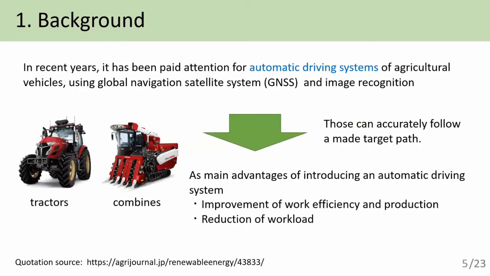Next, in recent years, automatic driving systems for agricultural vehicles, for example tractors and combines, have been attracting attention. Those can accurately follow a made target path. The main advantages of introducing an automatic driving system are the following 2 things. First, improvement of work efficiency and production. Second, reduction of workload.